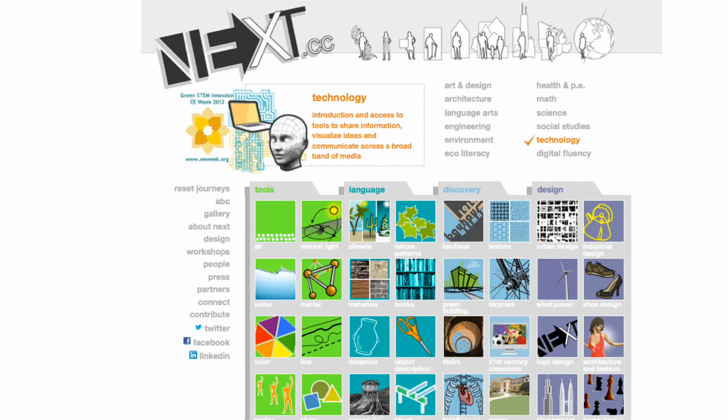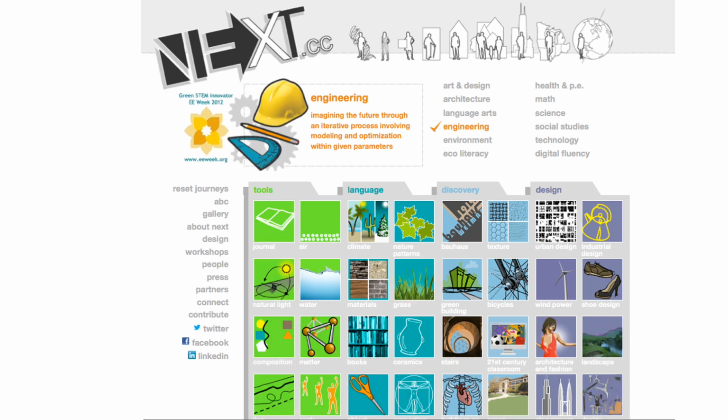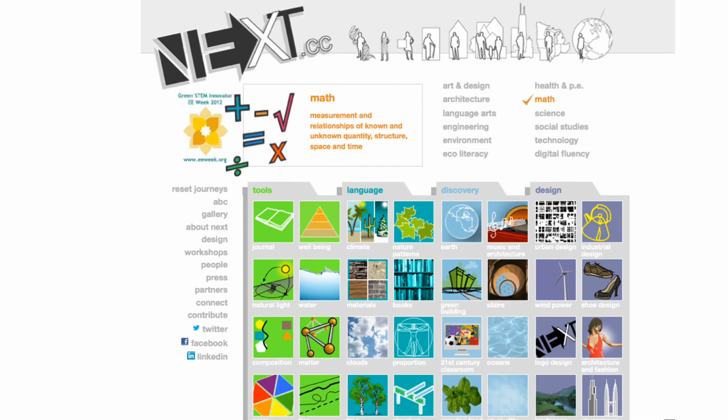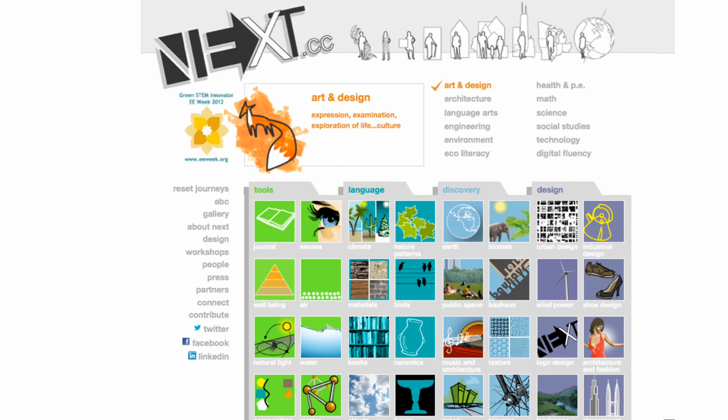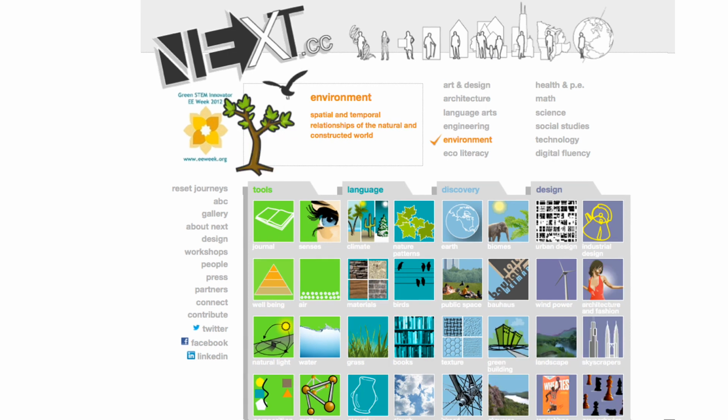And then technology, to become digitally fluent is to have access and ability to use information, visualize ideas, and communicate across a broad band of media. And then, of course, engineering, to look at problem solving through an iterative process like design. And then math, quantity, relationships, and so on. Art and design, expression, examination, exploration of life and culture.